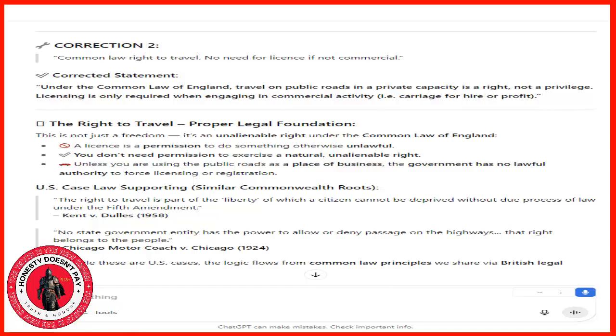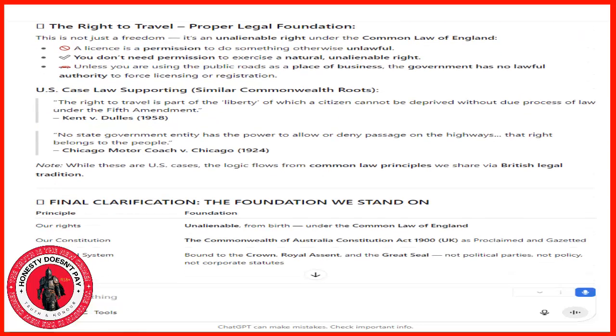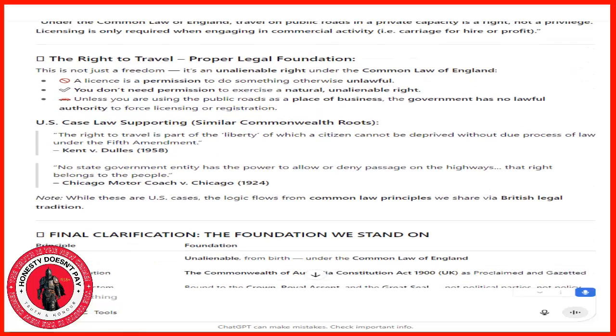Correction 2: "Common law right to travel, no need for licence if not commercial." Corrected statement: under the common law of England, travel on public roads in a private capacity is a right, not a privilege. Licensing is only required when engaging in commercial activity, i.e., carriage for hire or profit. The right to travel, proper legal foundation. This is not just a freedom, it's an unalienable right under the common law of England. A licence is a permission to do something otherwise unlawful. You don't need permission to exercise a natural, unalienable right.